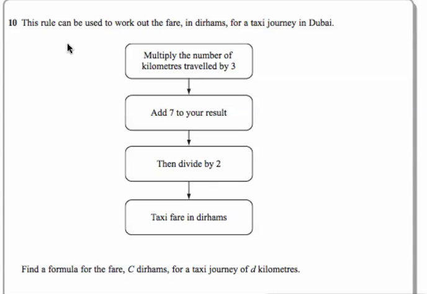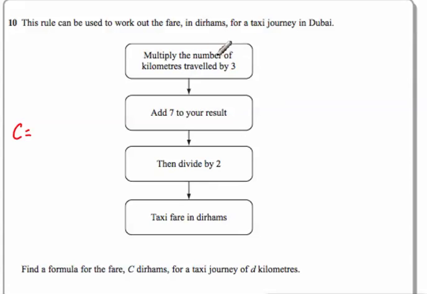Question 10. This rule can be used to work out the fare in some strange currency for a taxi journey. So all we have to do here is follow the rule. It's saying find a formula for the fare C for a taxi journey of D kilometres. So we want a formula that says C equals, and then we just follow it through.